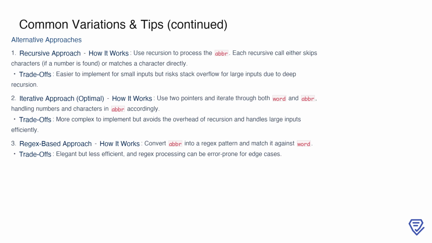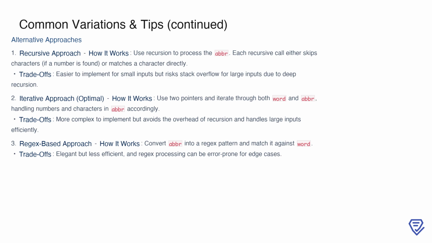Finally, let's discuss some alternative approaches to solving this problem. One option is a recursive approach, where you process the abbreviation step by step, either skipping characters for numbers or matching characters directly. While this method is easier to implement for small inputs, it risks stack overflow with large inputs due to deep recursion. A more efficient method is the iterative approach, which uses two pointers to traverse the word and abbreviation. This approach avoids the recursion overhead and handles large inputs well, though it may require more careful implementation.